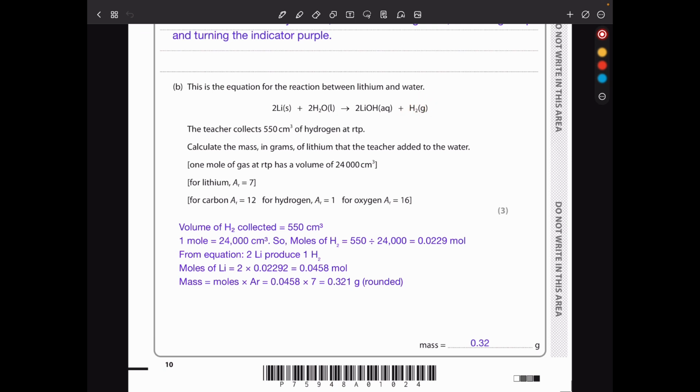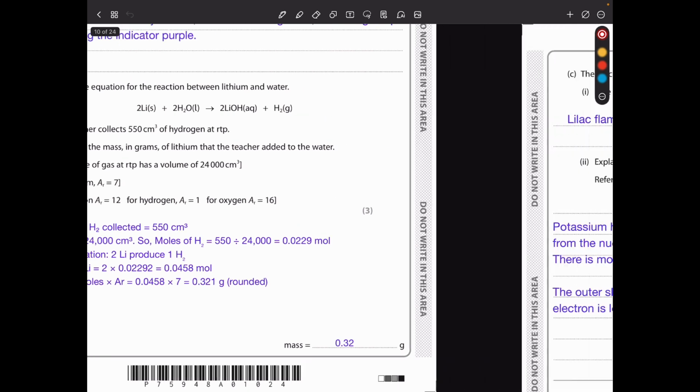Since we're given the volume of hydrogen, I'm going to use this to find the number of moles of hydrogen. So number of moles of hydrogen will be the volume given divided by this, giving me 0.0229 mole. And then I'm going to use the mole ratio, which is 1 to 2. So moles of lithium should be twice these moles. So multiplying through by 2, I get that. And finally, the mass, which is going to be number of moles times the relative atomic mass. I got that times 7, giving me 0.321 grams after rounding off. And you can round off to be 0.32 grams to 2 decimal places.